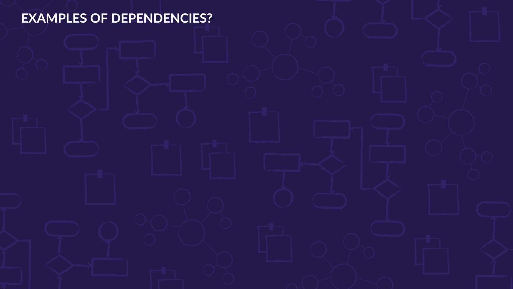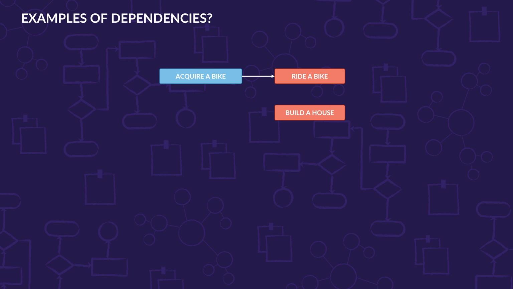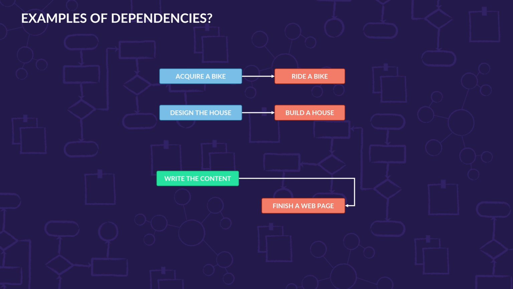So let's look at some examples of dependencies. If I want to ride a bike, I can't actually do that until I first get a bike. If I want to build a house, first I have to design the house. Let's say I want to finish a web page. Well, first off, I probably have to write the content for the web page.